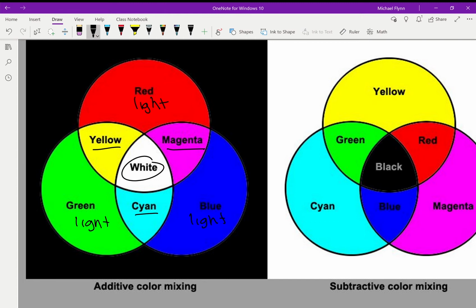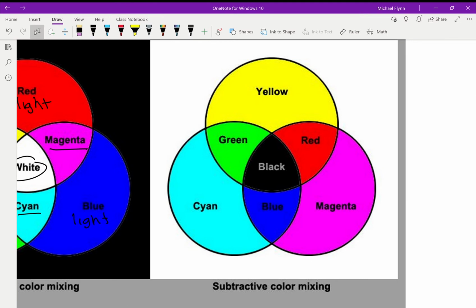Based on what it reflects. Okay, so what it's doing is subtracting a color from the white light, and that's why we call it subtractive color mixing. So here's the deal. These are pigments, not light sources, but pigments, or paint, if you like.